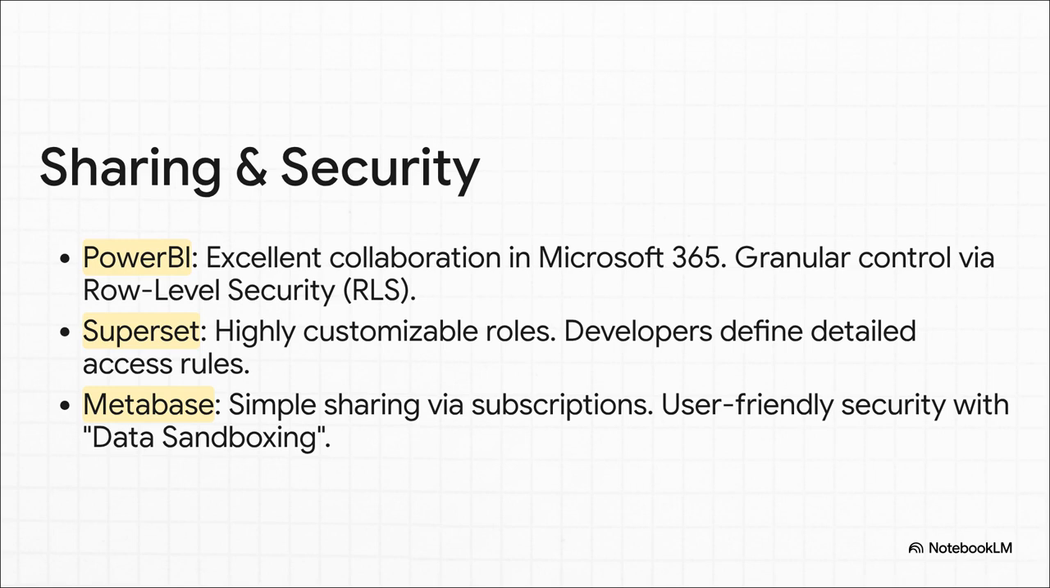How they handle security and sharing also lines up perfectly with who they're for. Power BI just plugs right into the Microsoft ecosystem, which makes collaboration seamless in big companies. Superset gives developers fine-grained, detailed control to build totally custom permission systems. And Metabase keeps it simple. You can share via email or public links, and it uses a really user-friendly security model called data sandboxing, which basically lets you restrict what data people see without writing a bunch of complex rules.